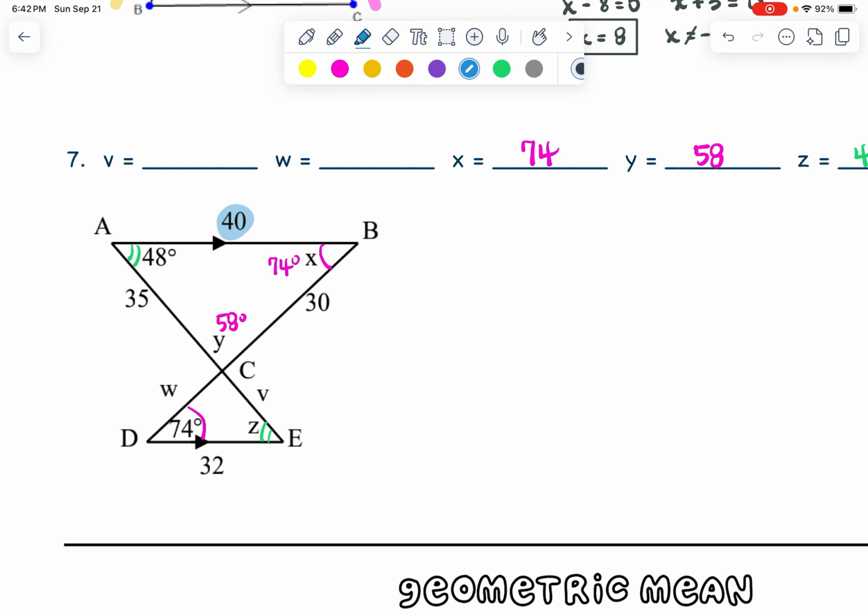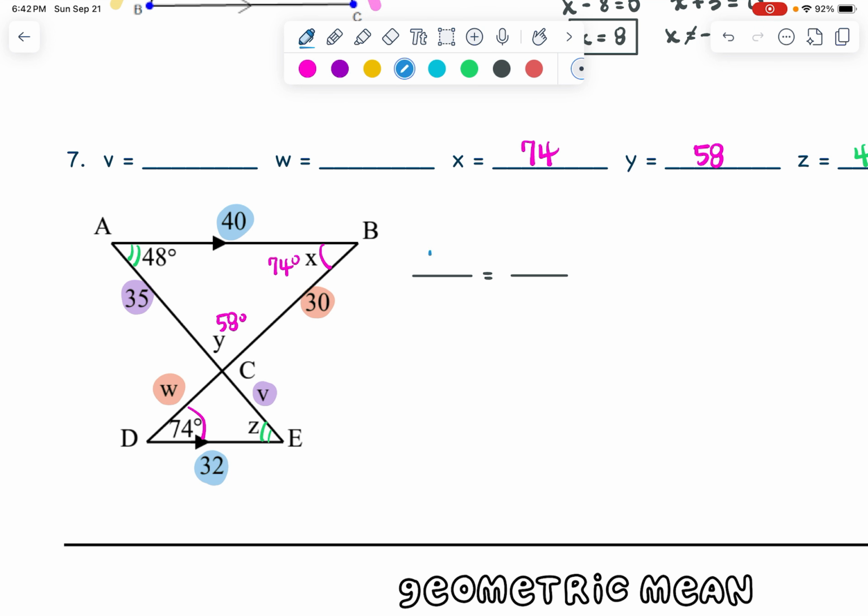So clearly I know the 40 and the 32 correspond, but remember these are rotations of each other. So the 30 corresponds to the W. Use your context clues, look at your angles. And then I know that the 35 corresponds to the V. So once everything's nice and highlighted, I can set up a very quick little proportion here.